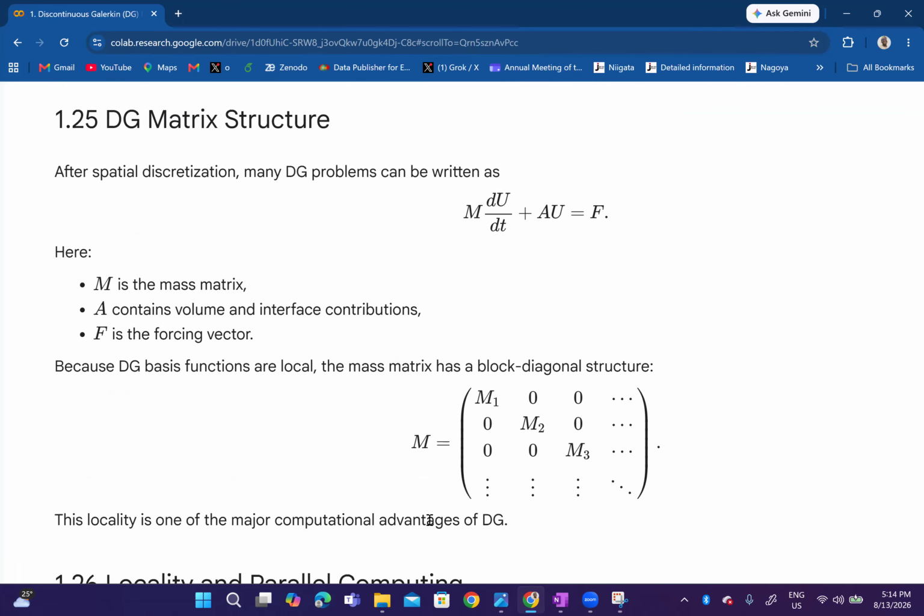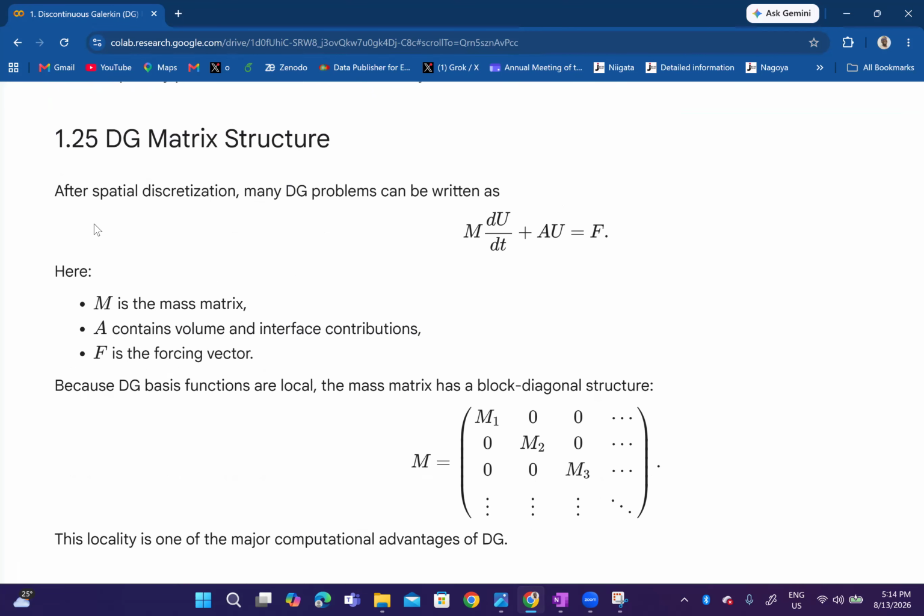Then we have the discontinuous Galerkin matrix structure. After spatial discretization, many DG problems can be written as M du/dt plus A u equals f. Here, M is the mass matrix, A contains volume and interface contributions, and f is the forcing vector. Normally, if this was equal to 0, that would be what we call homogeneous, but now if you have a forcing vector like this, it becomes non-homogeneous. Because discontinuous Galerkin basis functions are local, the mass matrix has a block diagonal structure like this. This locality is one of the major computational advantages of discontinuous Galerkin. That's the matrix structure right there.